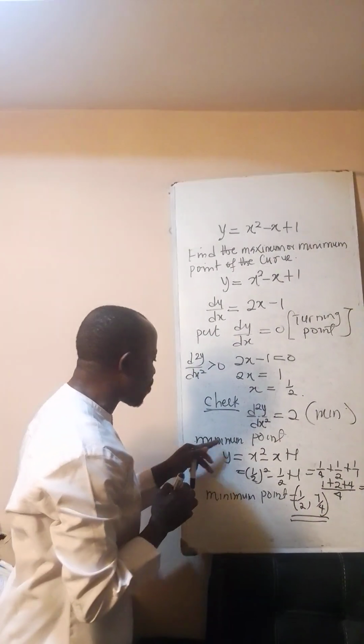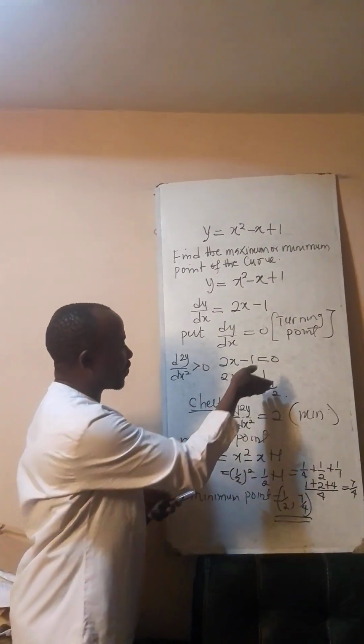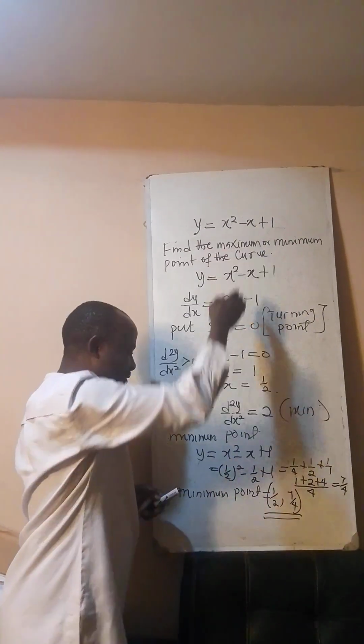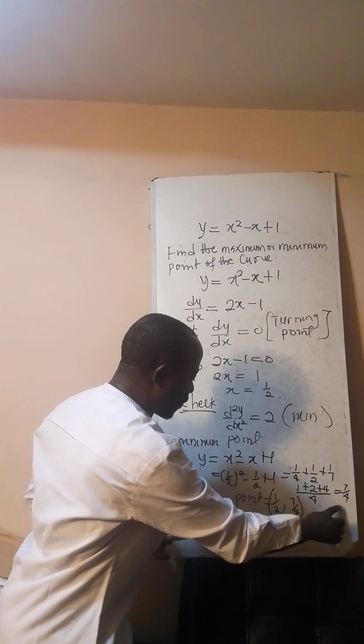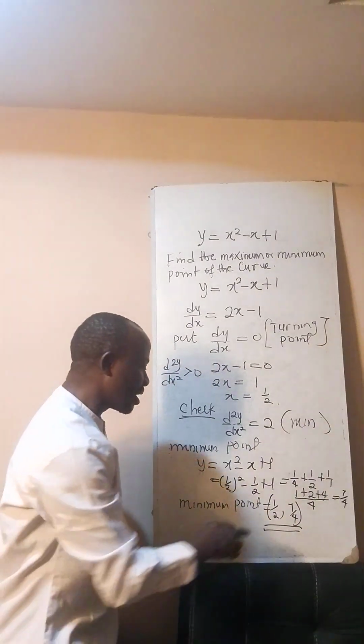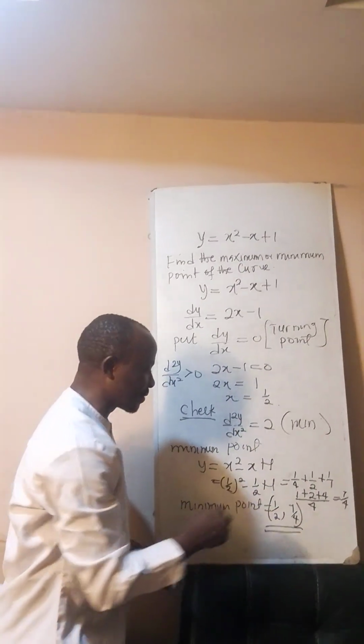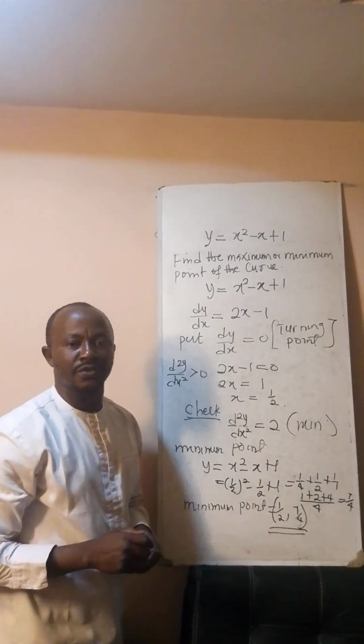So for the minimum point, substitute the value of x into the original curve. You have 3 over 4. So our minimum point would now be 1 over 2, which is the value of x, and 3 over 4. Thank you very much.